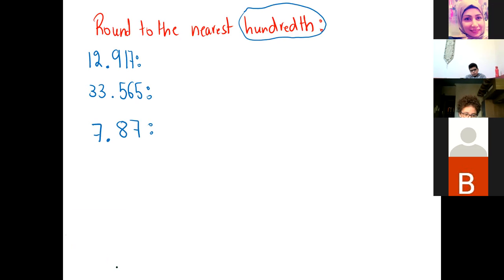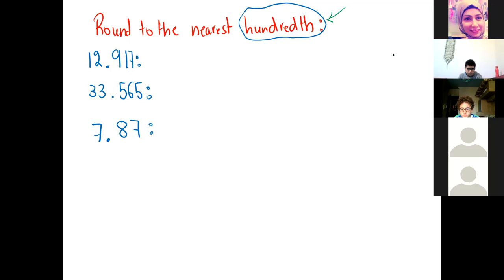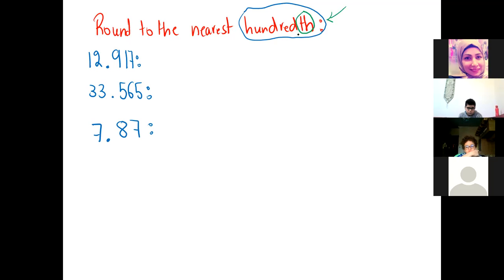Let's ask Yusuf. 12.917. When I say hundredth, we have to look where, at the decimal part or at the whole part? Decimal part. Which digit is the hundredth? Is it 9 or 1 or 7? 1, bravo, because 9 is the tenth. 1 is the hundredth. So we have to underline 1.